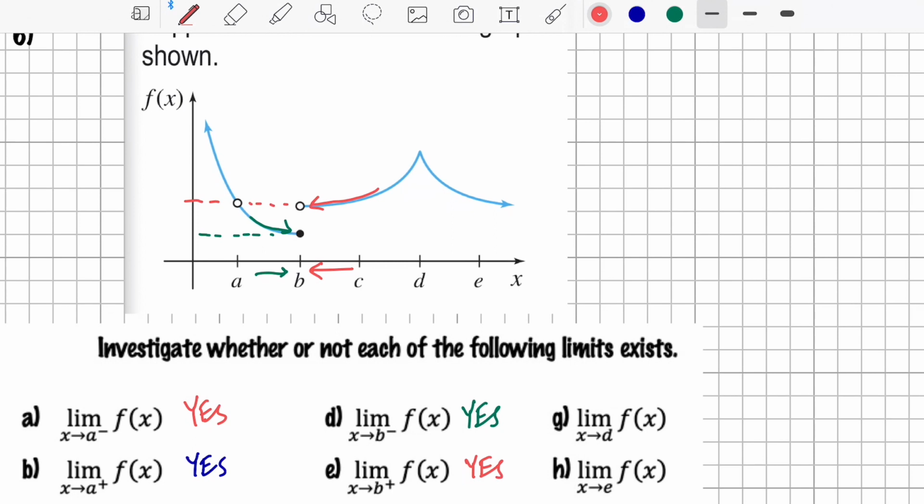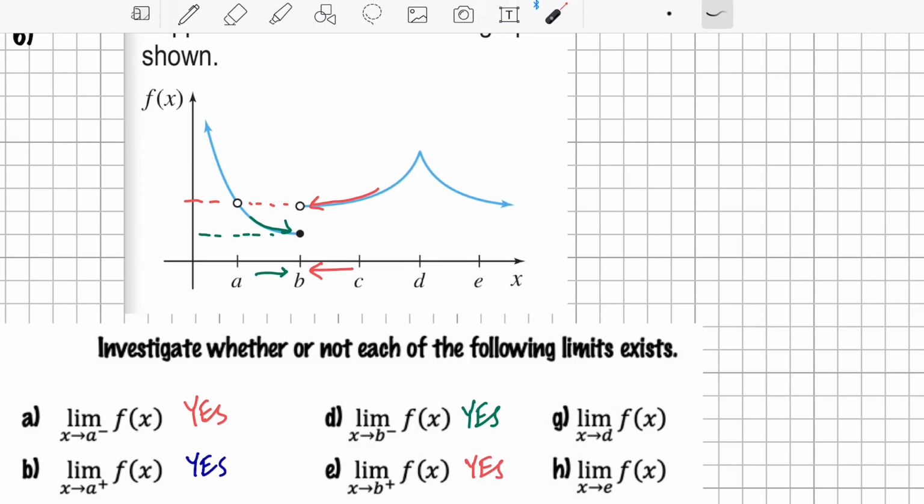Notice that when we were approaching a, if we use those two pencils, pens, markers, whatever you want to call it, your fingers, you're approaching the same y value from both sides. And if you look at b, notice that they're not going to touch. You're approaching different y values. So therefore, the limit does not exist at b, even though it exists from the right and the left.